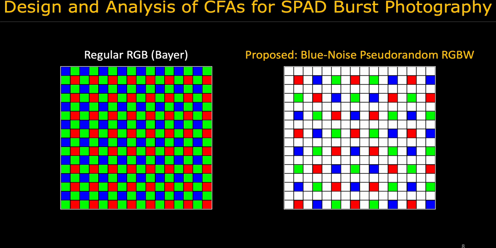Second, we analyze and design color filter arrays for single photon burst photography. Instead of an RGB Bayer pattern, we propose the first pseudo-random RGBW color filter array for SPADs. The proposed color filter array features a large fraction of white pixels for boosting low-light performance.